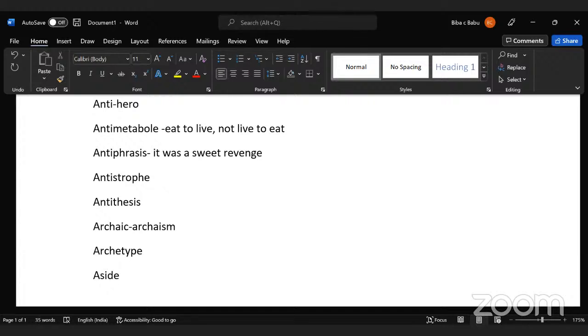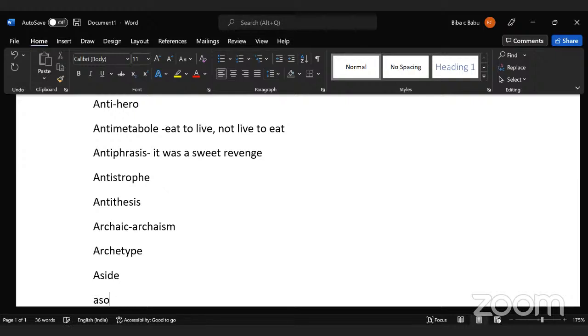Next is aside. Aside is a brief comment or speech in a play where the actors or characters say something directly to the audience or to themselves, while other characters on the stage appear not to hear. So in an aside, there's a brief comment or a speech by a character, and it is said directly to the audience, not to the other characters on the stage. The other characters appear not to be hearing what that person is saying. So it's a direct commentary towards the audience.